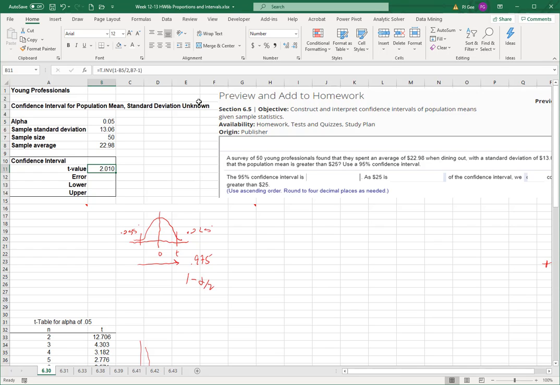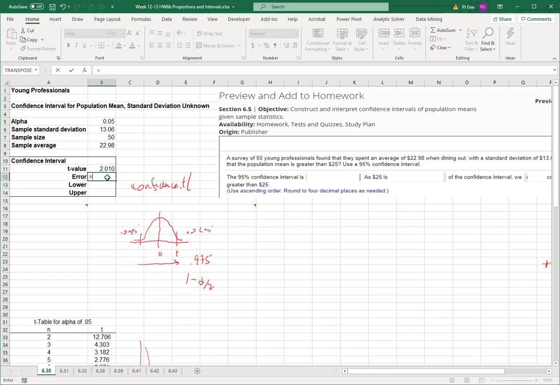Okay, so now we can compute our error. How is our error computed? Okay, two different ways. We can use the confidence.t, or we can long form calculate it. Let's do both so you see what's going on here.